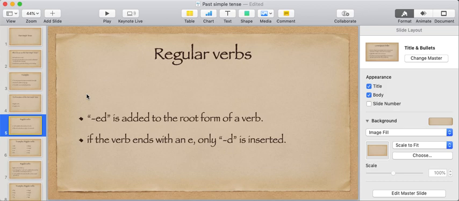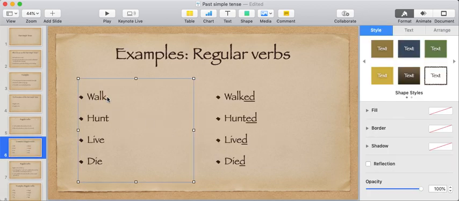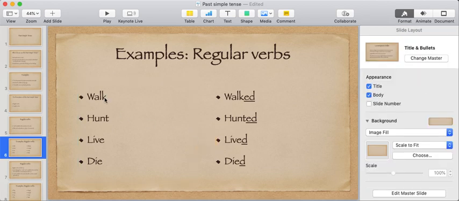Can you think about that? Let's have a look at the examples. The first one is walk. The past form is walked. We add ed at the end of walk. Hunt, hunted. Live, lived. And die, died. You can see live and die end with e, so we add only d.